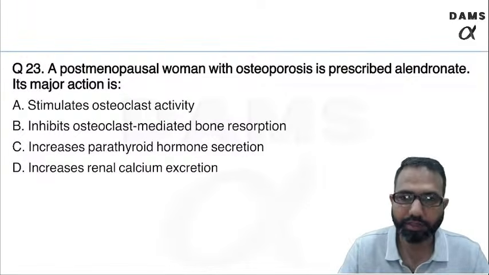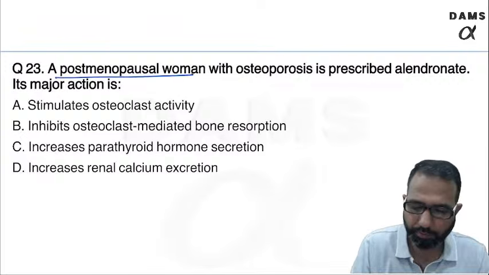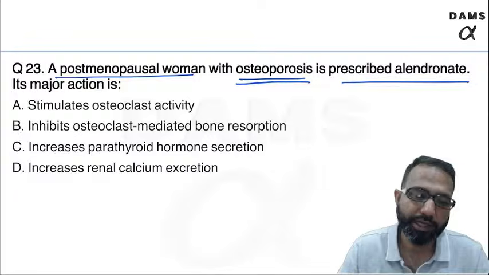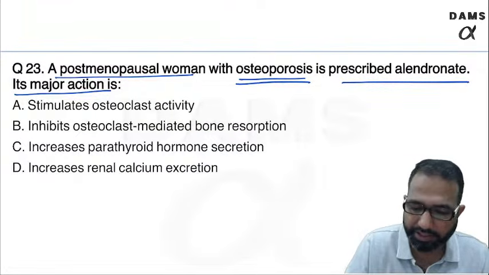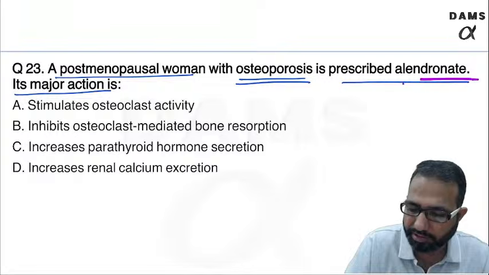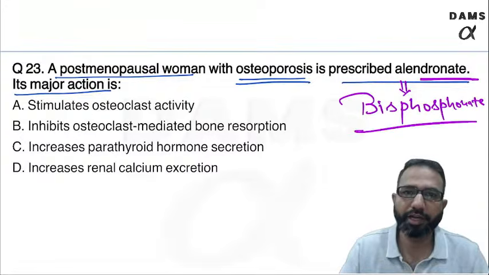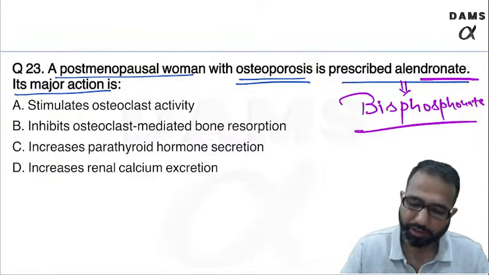Let's see the next question. A post-menopausal woman with osteoporosis is prescribed alendronate. Any drug which is ending with the suffix dronate, that is a bisphosphonate. So alendronate is a bisphosphonate. What is the mechanism of bisphosphonate?